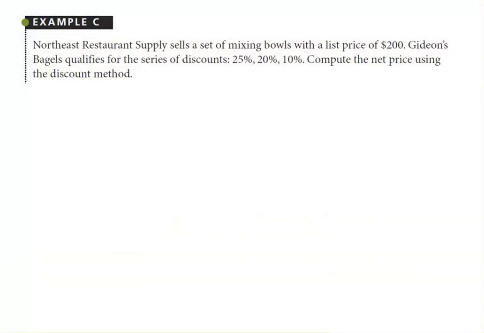So let's take a look at example C. Here we have Northeast Restaurant Supply. They're selling a set of mixing bowls with a list price of $200. And let's say that Gideon's Bagels qualify for a series of discounts in the amounts of 25%, 20%, and then 10%. What we're going to do is to compute the net price using the discount method.